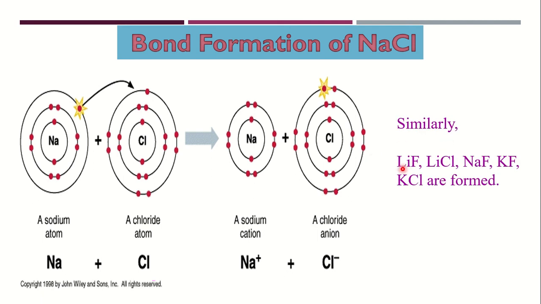In this way, lithium fluoride, where lithium releases one electron and fluorine accepts this released electron of lithium and they make lithium fluoride ionic compound. Lithium chloride, this is also like this way. Sodium fluoride, here also sodium releases one electron and fluorine accepts this electron of sodium. Potassium fluoride, potassium chloride, these are all formed by the same way as sodium chloride.